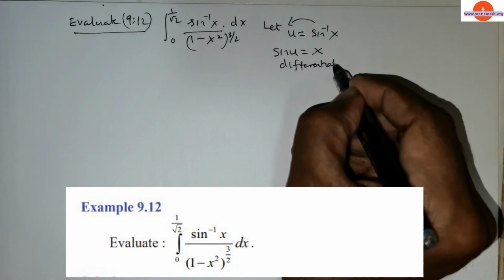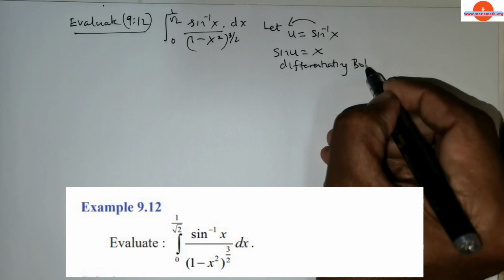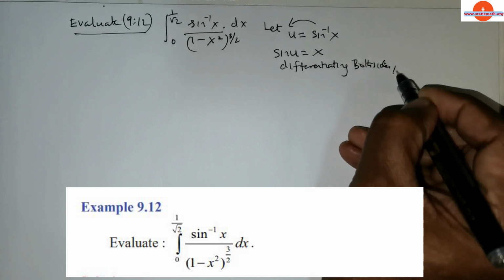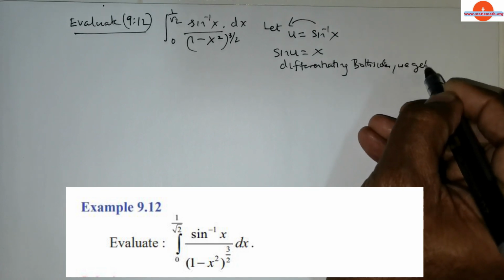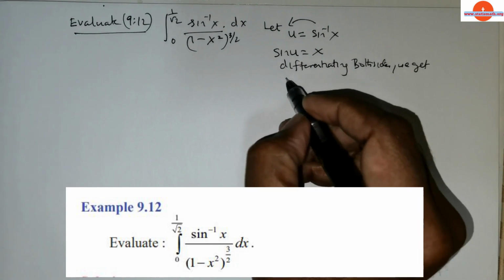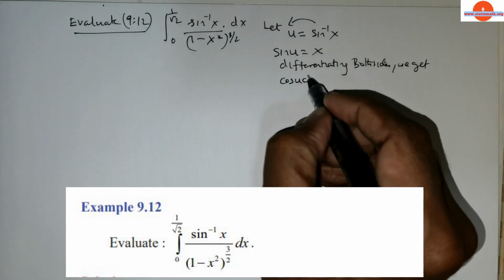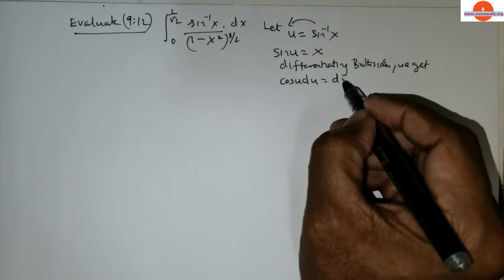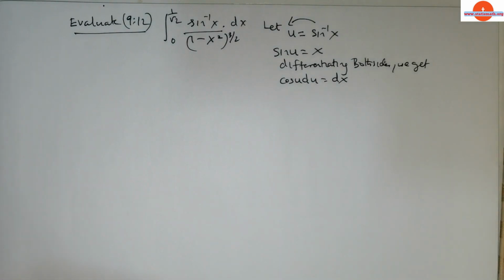So, differentiating both sides, what do we get? The differential of sine u is going to be cos u times du. The differential of x would give me dx. So now we have a quantity like this.